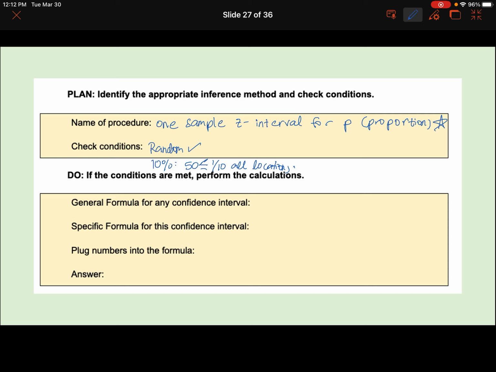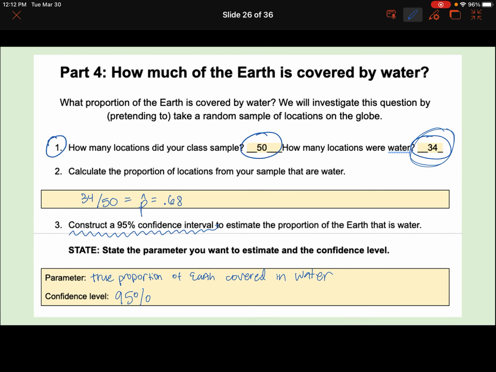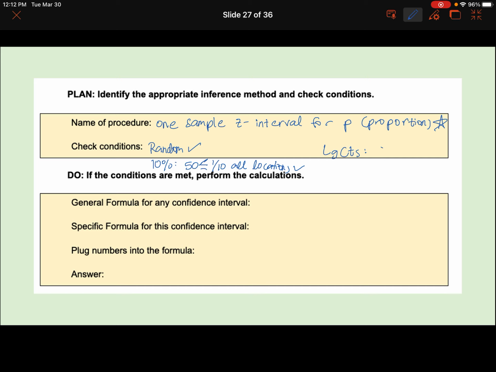And then, so that one's good. And then the last one is large counts. For large counts, we want to see if we're going to have at least 10 successes and at least 10 failures. So based off of our sample, we had 34 of our samples covered in water, and that's greater than or equal to 10. That means we had 16 that were not covered in water. That is also greater than or equal to 10. So all 3 conditions have been met.